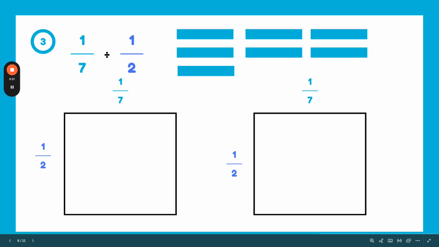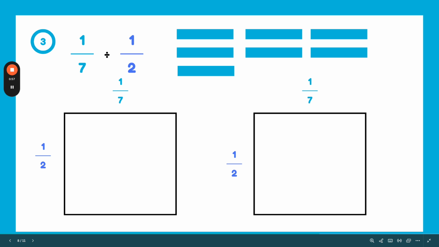So if we look at the slide, we have a division problem which asks us to find 1 over 7, or a seventh, divided by a half, or 1 over 2. What this is asking us is to essentially find how many groups of a half can be found in 1 over 7. Now, when you hear that, you may be trying to visualize what that actually means.